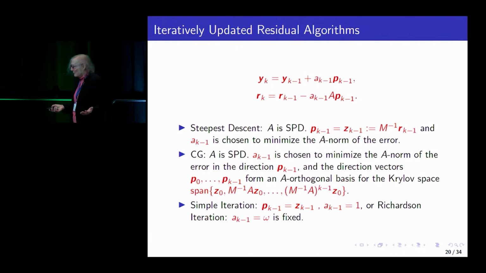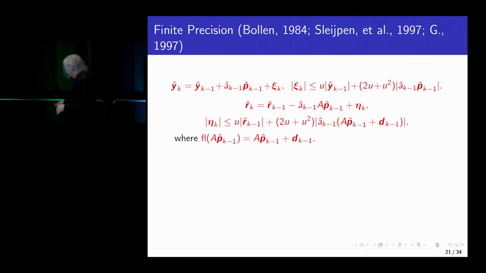One could also implement simple iteration in this form. There's no particular reason to do it. Usually there you compute the residual directly, but one could do it this way. Also, Richardson iteration is just like simple iteration, except that instead of setting ak minus 1 to 1, you set it to something like 1 over the average of the largest and smallest eigenvalue of A. You use some fixed parameter. So those are all methods that fit into this category.